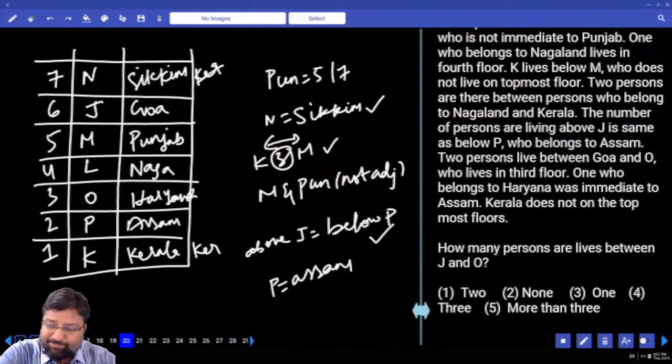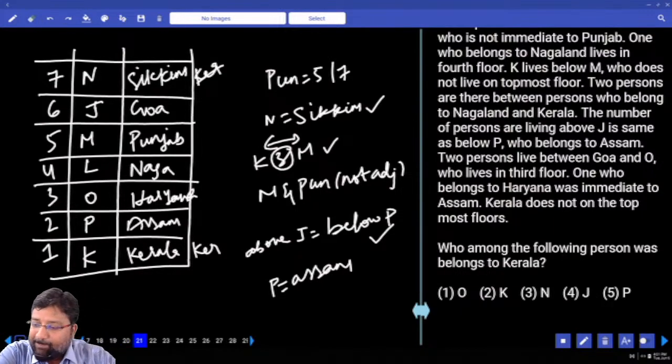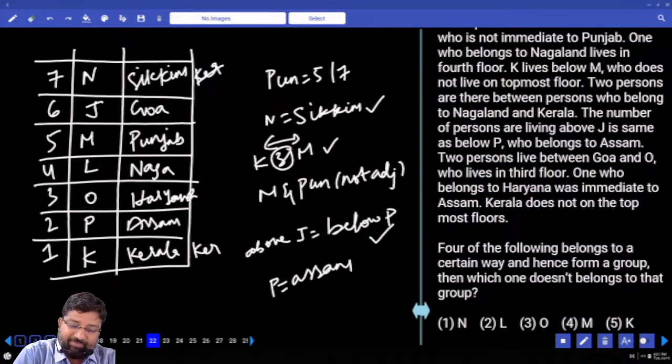What is the next one? How many persons are living between J and O? 2 persons. 21. Who among the following persons belongs to Kerala? K.